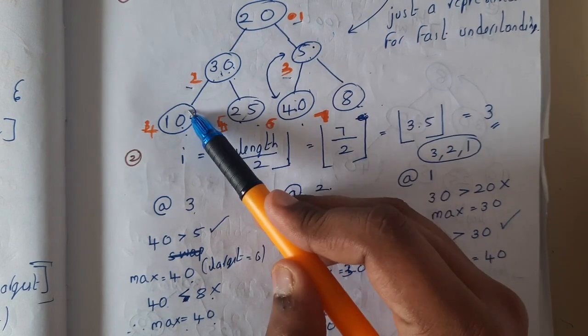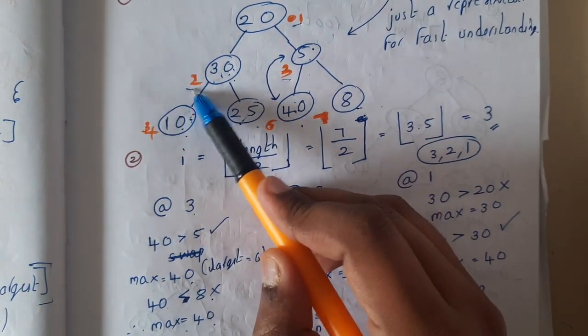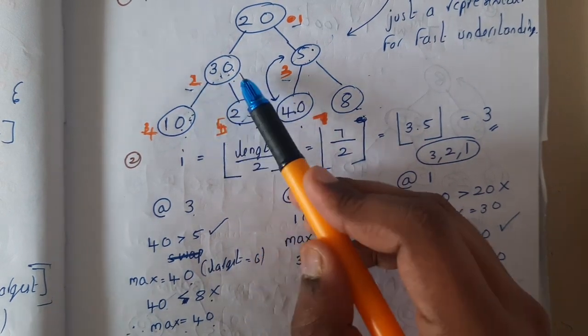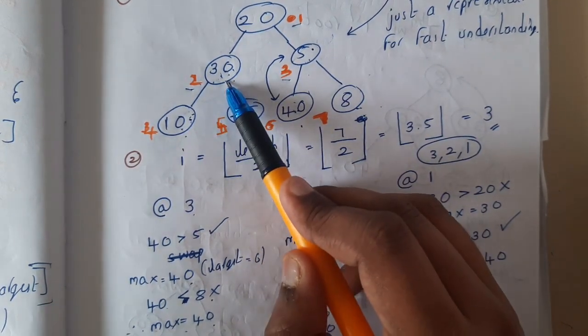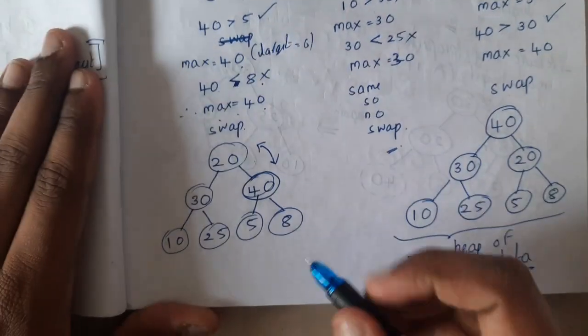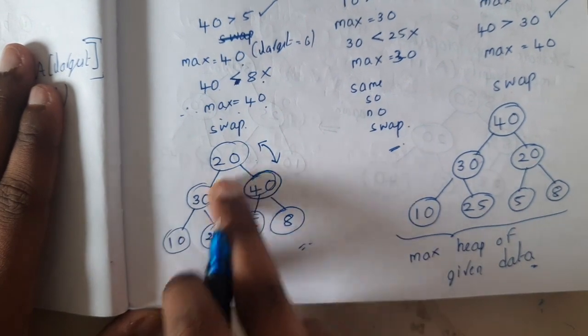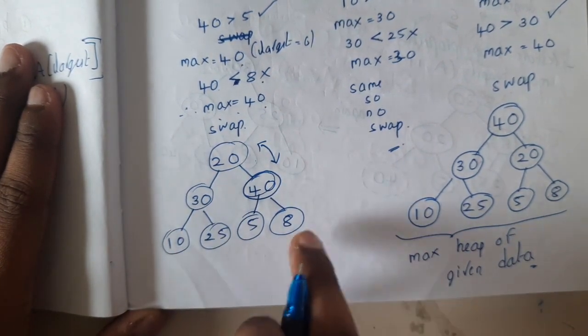Initially it compares these two. Maximum is 30, so max still has the value 30 and largest has 2. Again comparing these two, 30 will be the maximum, so there is no swap done here. At 1, I updated the graph here. So at 1, this will be the graph: 20, 30, 40, 10, 25, 5, 8.